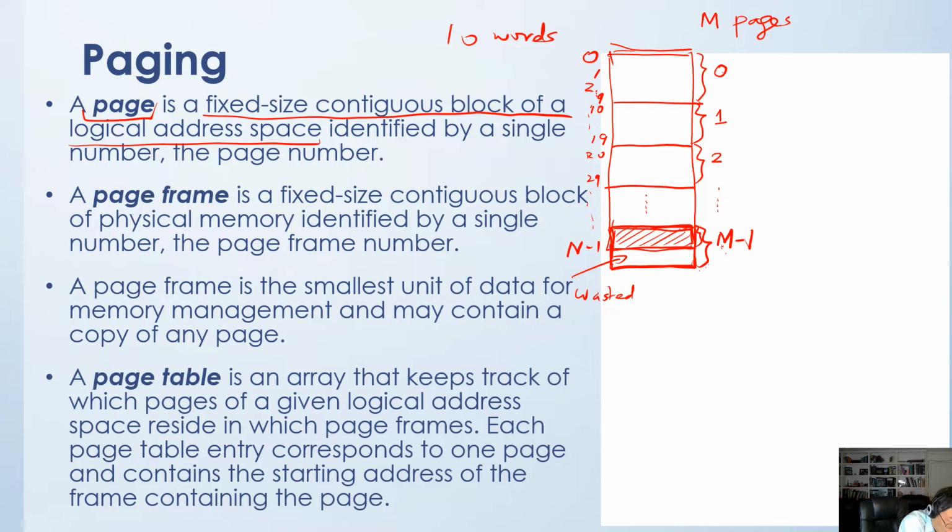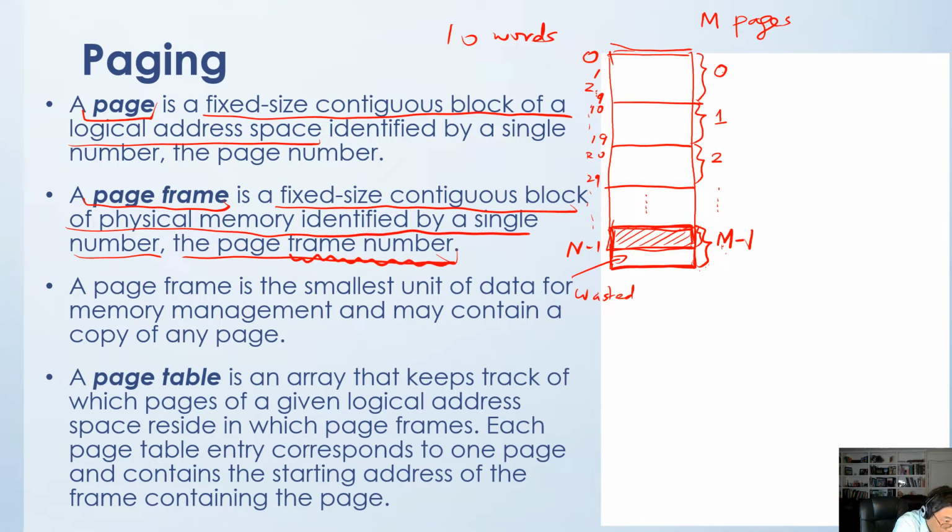From 0 to n minus 1. Okay, so now a page frame is a fixed size contiguous block of physical memory identified by a single number, the page frame number, or sometimes we simply call it the frame number.